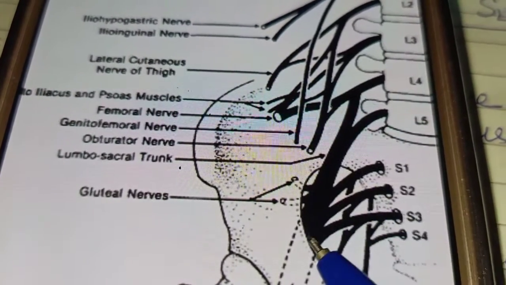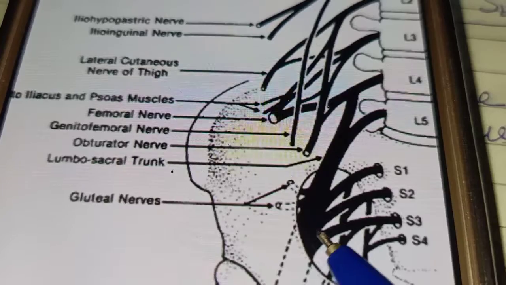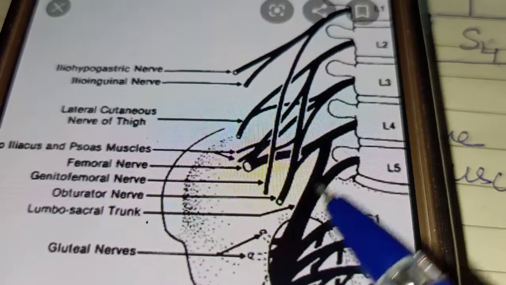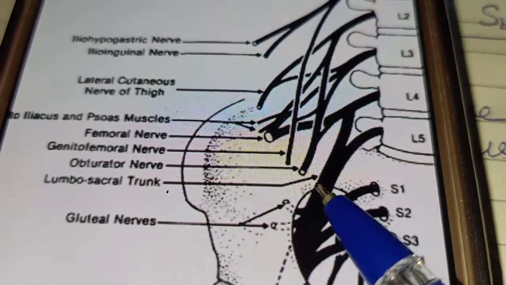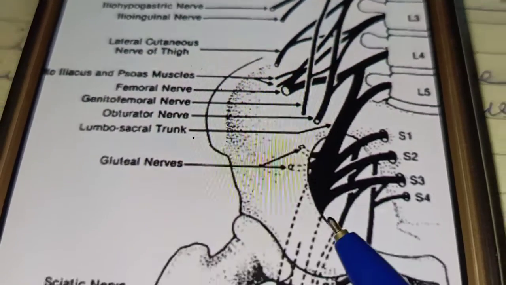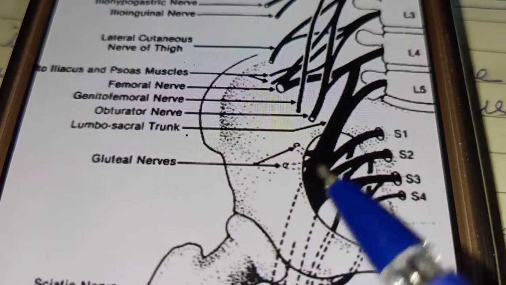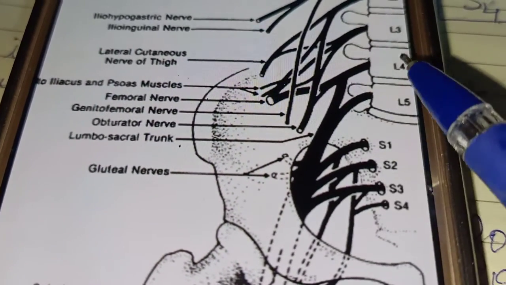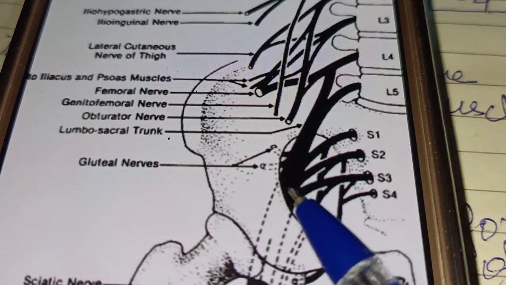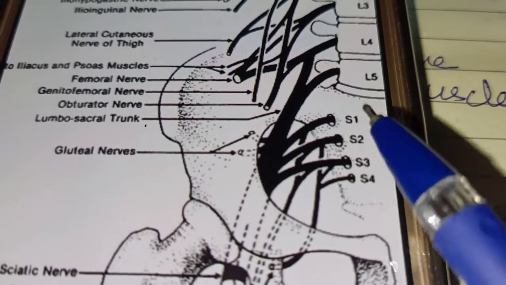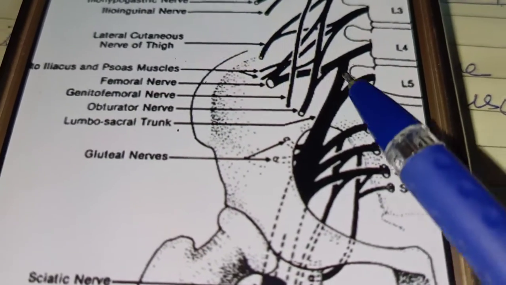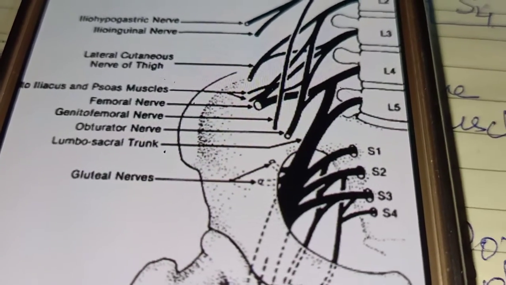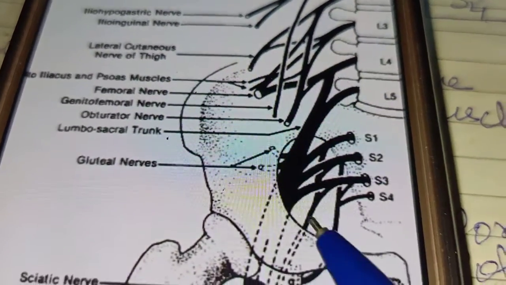This descends into the pelvis to meet the sacral roots as they emerge from the spinal cord. So this lumbosacral trunk, you can see, descends into the pelvis to meet the sacral roots as they emerge from the spinal cord. So these roots from L4 and L5 descend into the pelvis. They meet the sacral fibers S1 to S4, and they form a trunk known as the lumbosacral trunk. Clear? So this is the lumbosacral trunk.